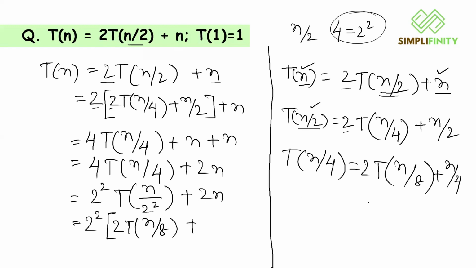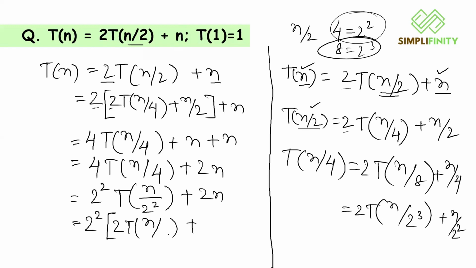Okay, let's do one thing now. We'll simplify this one also as 2 to the power 2. If this is this, then this will be plus n by 2 to the power 2. So let me write it: 2 to the power 3, T of n by 2 to the power 3, plus n by 2 to the power 2, plus 2n. I'll simplify that in the next page.